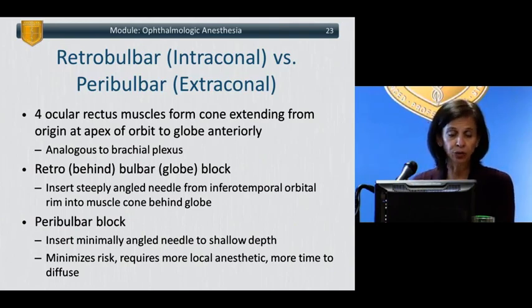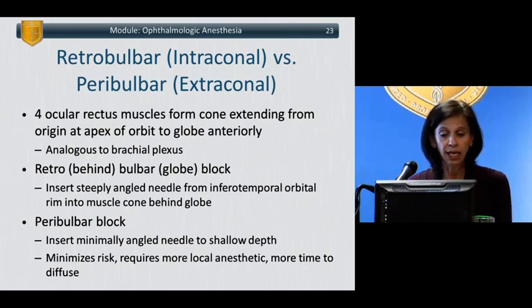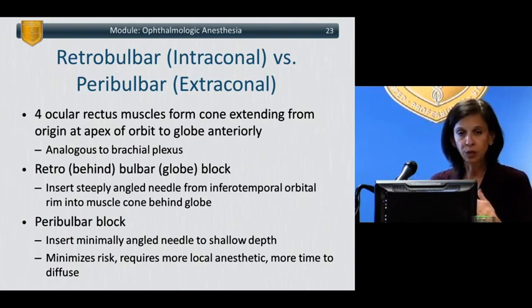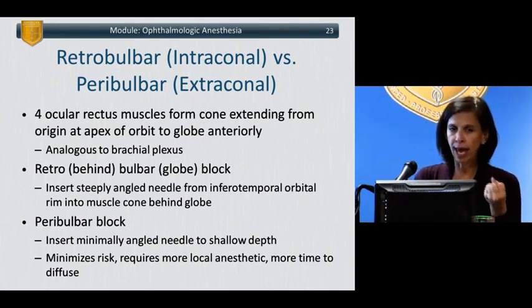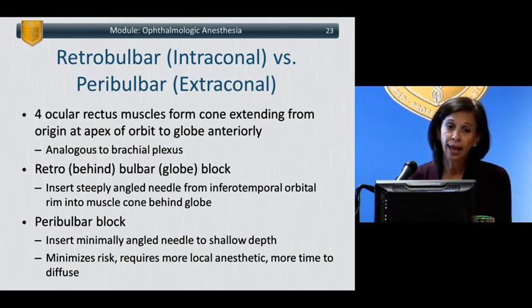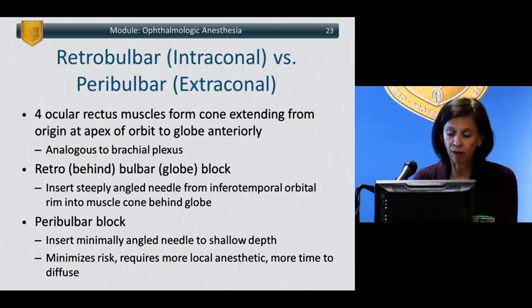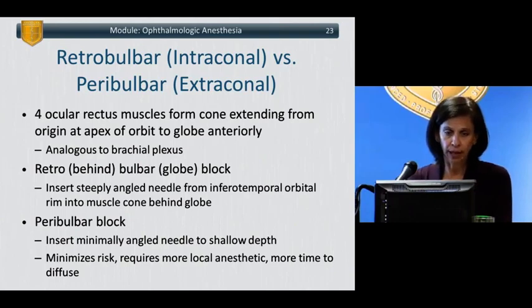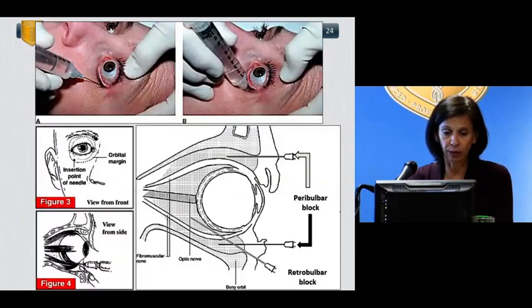A peribulbar block is just what it says. It's alongside the muscles, at a more shallow depth. The needle's inserted more straight in, and it uses local anesthetic in both of them. It takes a little bit longer for the diffusion from the peribulbar block to work. That's why these are typically done in the preoperative holding area by the anesthesiologist, whereas a retrobulbar block tends to work much faster, and these are typically done in the operating room and often by the ophthalmologist right before inducing anesthesia, though anesthesiologists and ophthalmologists can interchangeably do either one of these blocks.